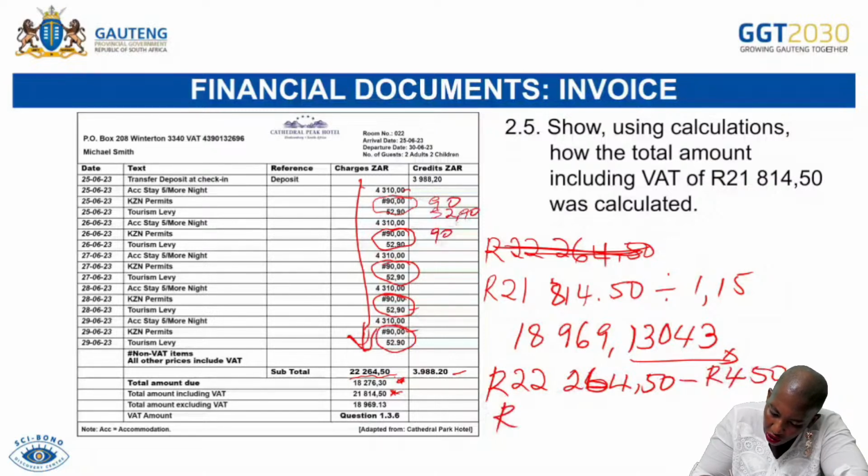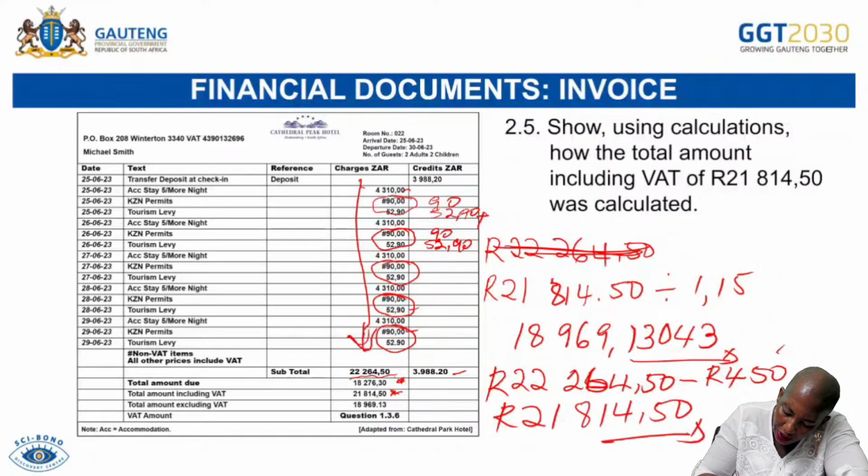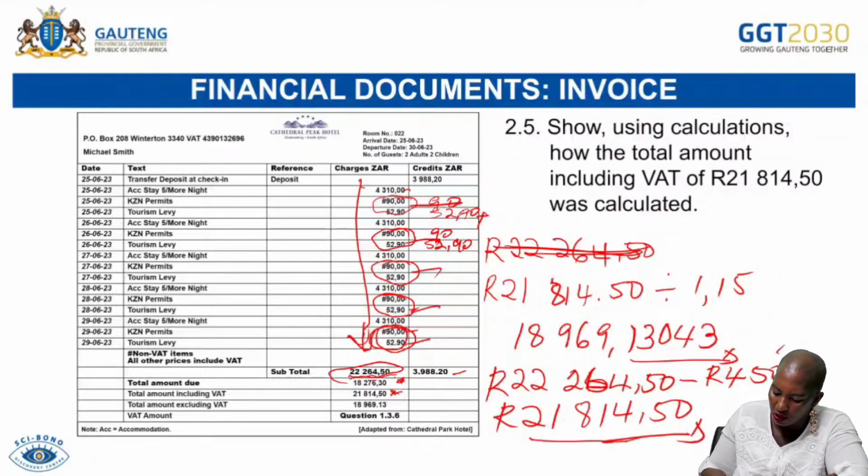rand 90. So I just add these amounts, 52 rand 90. I add all these amounts that I have circled. They will add up to 450, and then I simply subtract that one. It will give us the 21,814 rand 50 cent. So this is what you'll get after you take this amount, the 22,000, and then you subtract all these amounts, then it will give you that one.